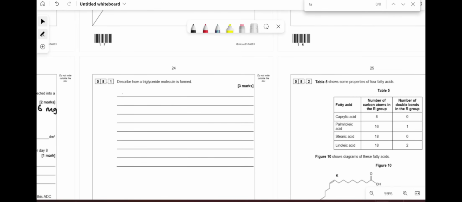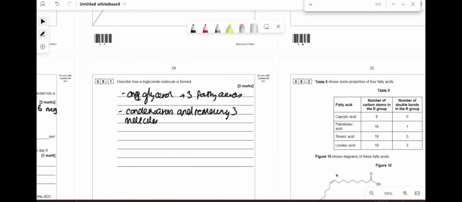So in this case, we've got 1 glycerol plus 3 fatty acids. And then we are undergoing condensation and removing 3 molecules of water because there's 3 bonds forming. In other questions, if you're doing a peptide bond or something, you're releasing 1 molecule of water. Here it's 3. And what bond are we making? Ester bonds. I'm telling you, you just need to do this every single time.